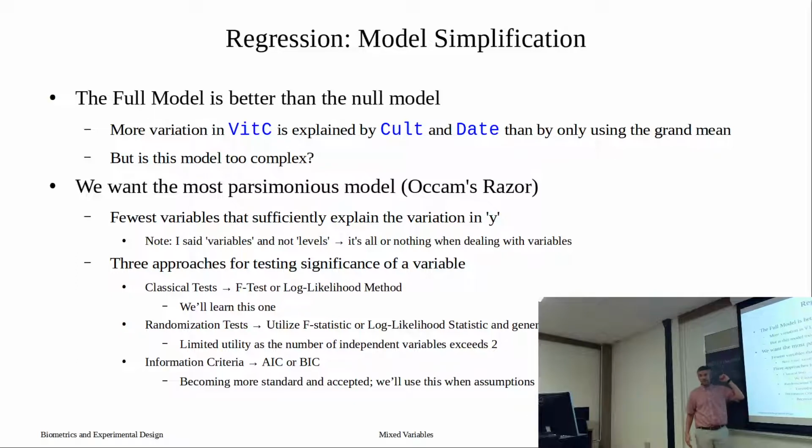Now, if our assumptions are met, all three will give us the same results. All three will give us the same simplified model. If we violate the assumptions, the randomization test and the AICs will give us the same model. These won't because, again, we violated our assumptions and we can't use them. So that kind of means then, well, if these come up with the same conclusions, even if we violated the assumptions, let's just stick with these.